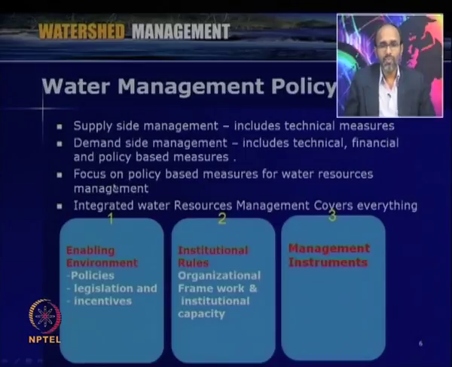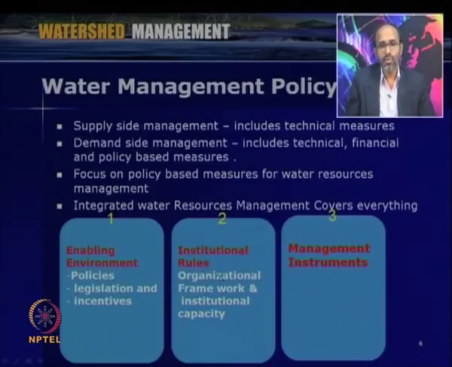Most of the time we have to focus on policy based measures for water resource management. So we should have a clear cut policy either on the supply side or the demand side, and then we have to integrate the supply side and demand side, so that sufficient water is available and we can frame an appropriate water management policy. We have to do this in a series of 3 steps. In the first step we have to enable the environment, so we should have appropriate policies framed, and appropriate legislation passed by either the assembly or parliament, and to implement various schemes, the government has to give certain incentives to the stakeholders.